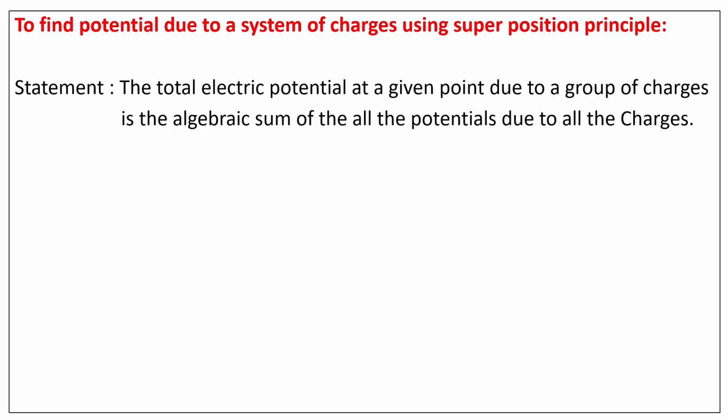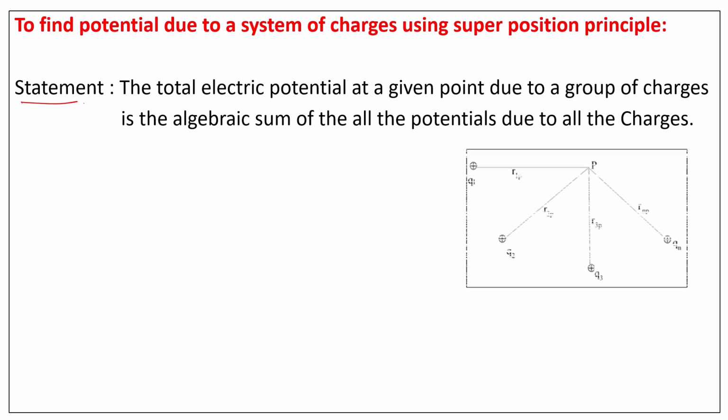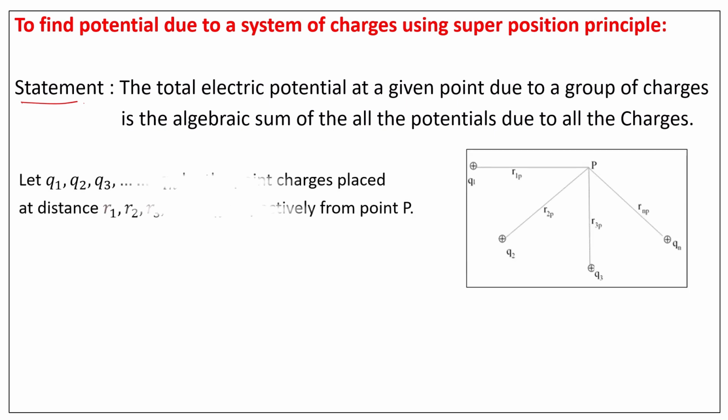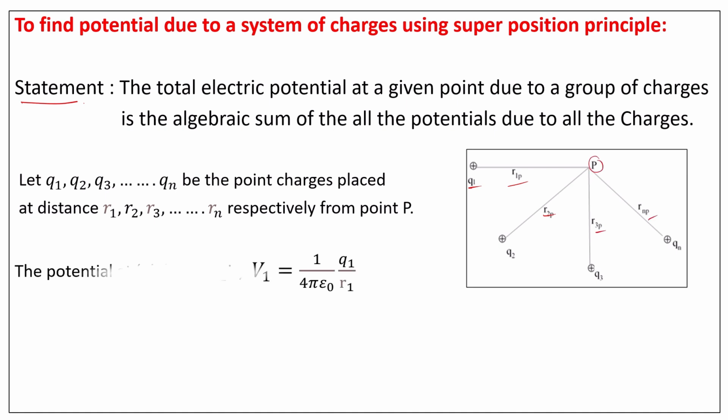Next, to find potential due to a system of charges using the superposition principle. Statement: the total electric potential at a given point due to a group of charges is the algebraic sum of all the potentials due to all the charges. Let Q1, Q2, Q3 up to Qn be the point charges placed at distances r1, r2, r3 up to rn respectively from point P. The potential at P due to Q1 is V1 is equal to 1 by 4 pi epsilon naught into Q1 by r1.